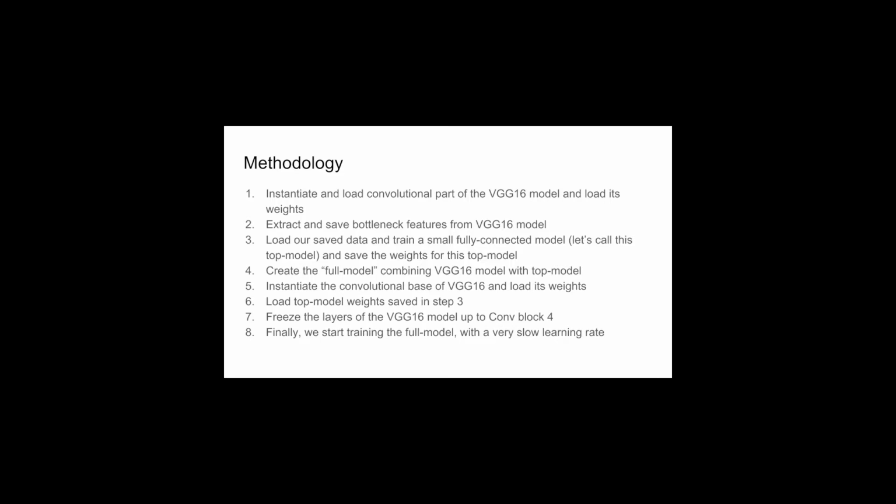We're going to create the full model combining the VGG16 with the top model. Then we'll initiate the convolutional base of VGG16 and load its weights. We're going to load the top model weights saved in step 3, and we're going to freeze the layers up to convolutional block 4. Finally, we start training the full model with a very slow learning rate.